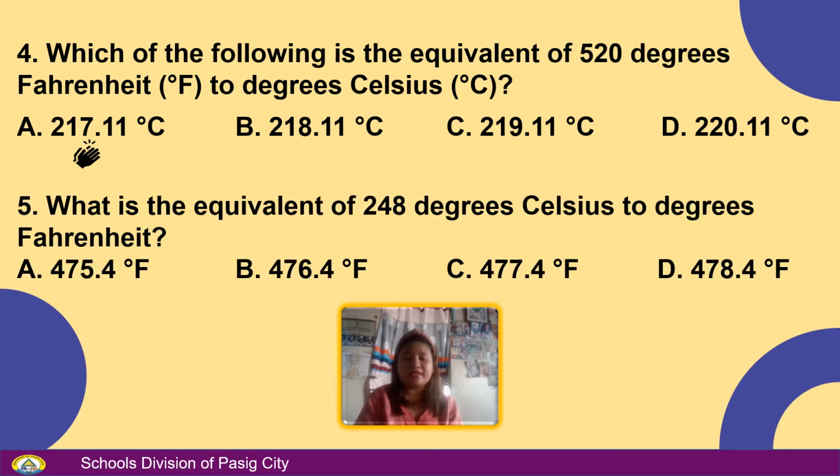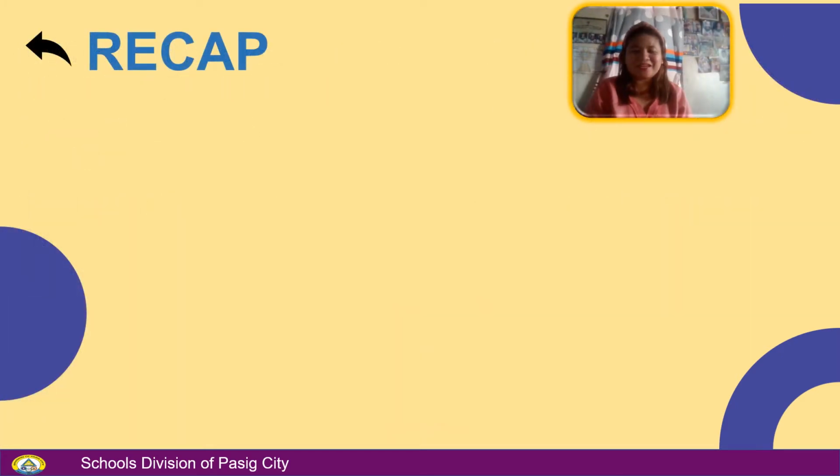Number 5. What is the equivalent of 248 degrees Celsius to degrees Fahrenheit? A. 475.4 degrees Fahrenheit. B. 476.4 degrees Fahrenheit. C. 477.4 degrees Fahrenheit. And D. 478.4 degrees Fahrenheit. D. 478.4 degrees Fahrenheit. Let's proceed to recap.